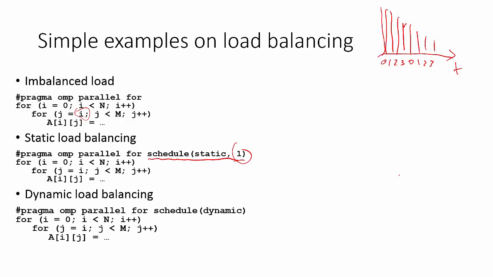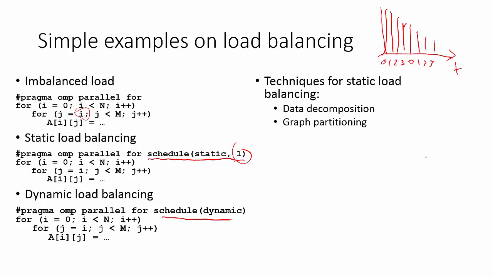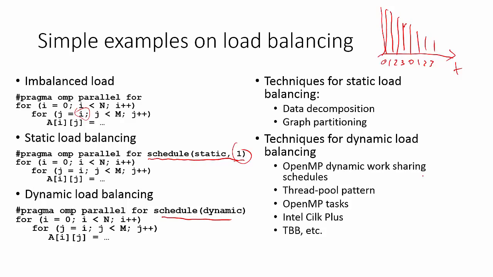And you can solve this dynamically by specifying a dynamic schedule, meaning that the runtime system will hand out iterations to the threads as they are executing. So typical techniques for static load balancing are some kind of data decomposition or graph partitioning if you're using other kinds of data structures. And techniques for load balancing dynamically are using the OpenMP dynamic work sharing schedules, or using thread pool patterns such as OpenMP tasks or Intel Cilk Plus, TBB, and so on.